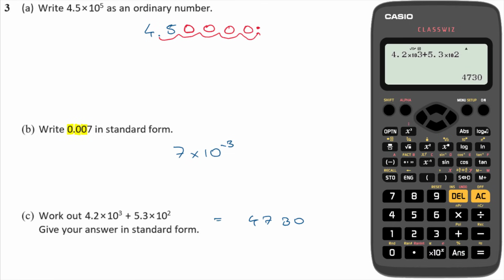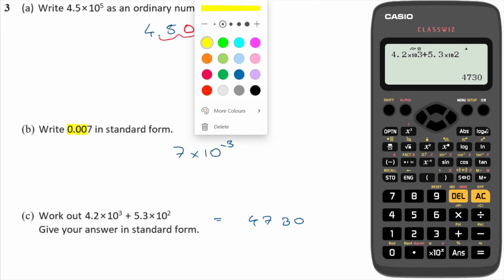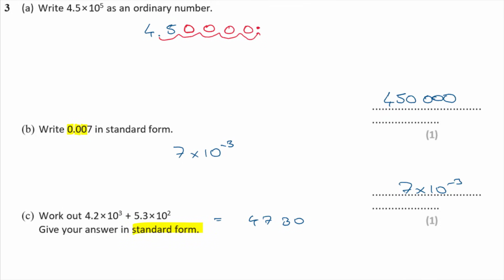That equals 4730, but remember they want it in standard form, don't they? Okay, so I'm going to have to rewrite the mantissa part as a number between 1 and 10. It's going to become 4.73. What's the power of 10? Well, the decimal point would start here. It's going to end up going 3 jumps to the left. So that is going to be times 10 to the 3, isn't it? So 4.73 times 10 to the 3.